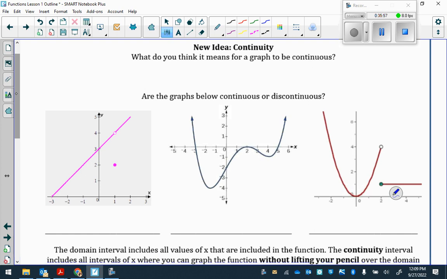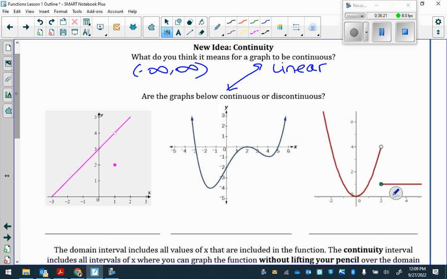Any idea? Yeah, Isabel. Good. So continuous would be negative infinity to infinity. Both ends have arrows. Okay, as an example. Yeah. Linear, right? Linear functions. Good.